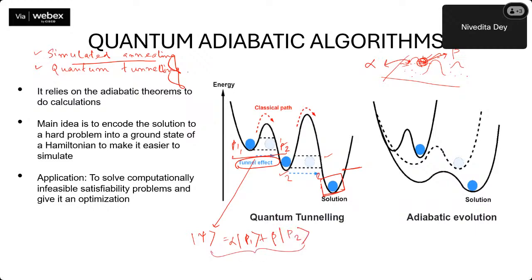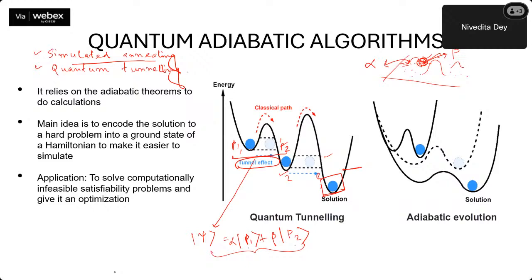So this kind of superposition holds, right? I can be in P1 with alpha square probability, and I can be in P2 position with beta square probability. Now let that beta be as minimum as possible, but still it exists. Okay, great.